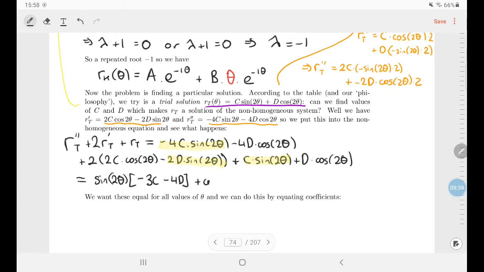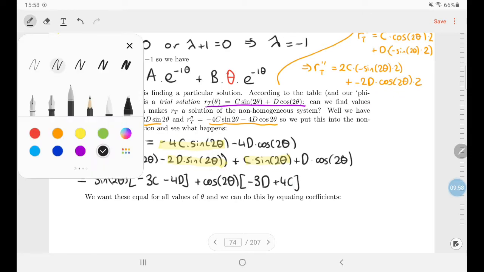Now let's look at cos 2 theta. Okay, so the cos are all the other terms. We'll add the first cos and the last cos. That's minus 4d plus d is minus 3d. And then the other one is 2 by 2c, which is 4c.